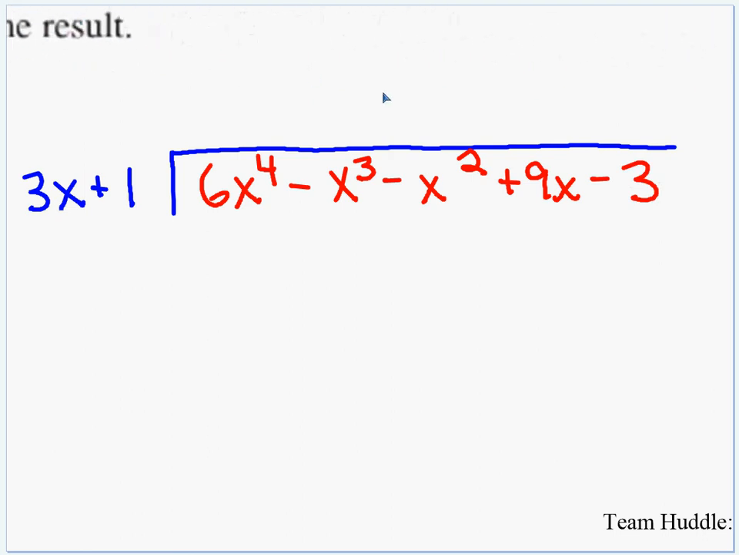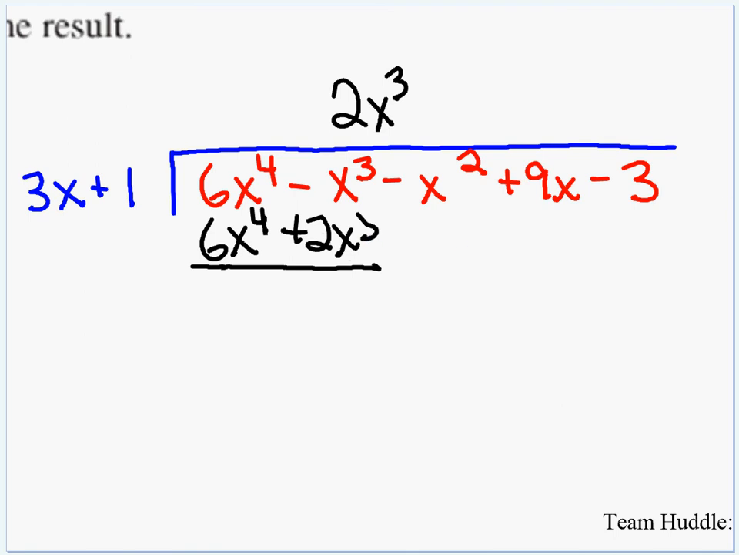Let's see what we can do here. So we want to get rid of 6x to the fourth. We've got a 3x. So you could think, okay, 6 divided by 3, well, that's going to be a 2. X to the fourth over x, well, that's x cubed. So we're going to multiply by 2x cubed. Distribute to both of these terms, 6x to the fourth plus 2x cubed. And we either subtract or distribute a negative and then add them together. Negative 1x cubed minus 2x cubed is minus 3x cubed. And we bring down a minus x squared.